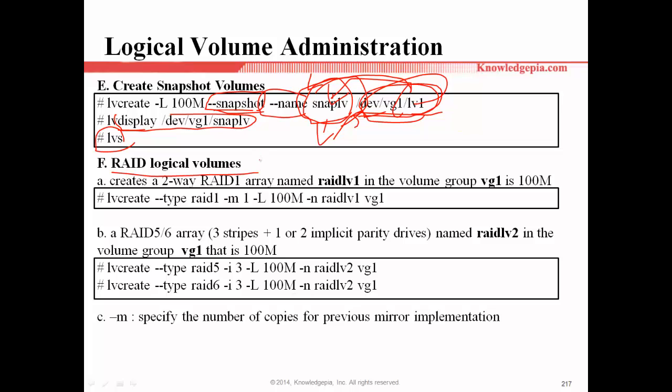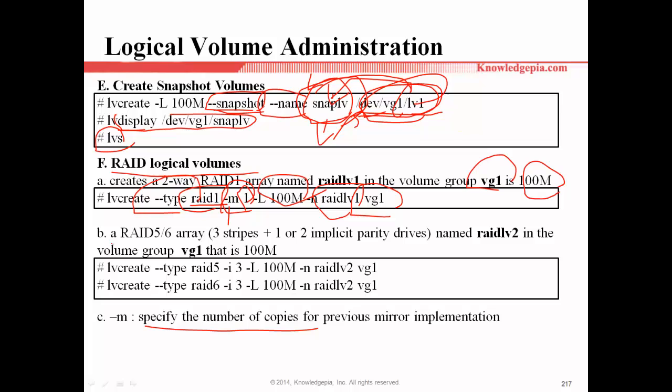RAID logical volumes. First one, create a two-way RAID 1 array named RAID volume 1 in the volume group VG1 with size 100. In this case, we can define the RAID type. RAID 1 means mirroring. So -m1, I already told you this one, specifies the number of copies. In this case, only one disk will be copied. And the size, the name and the volume group name, like this.